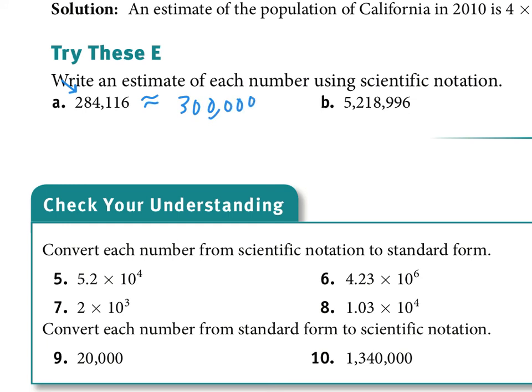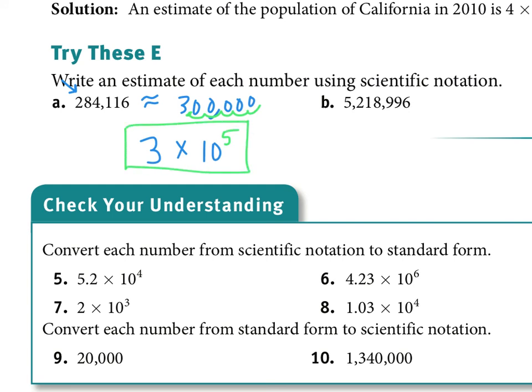And that just makes it easier for us to use 3 as the number, times, and then we're going to do 10 to the, what power are we? If 3 is right there, we go 1, 2, 3, 4, 5. Okay, 3 times 10 to the 5th.